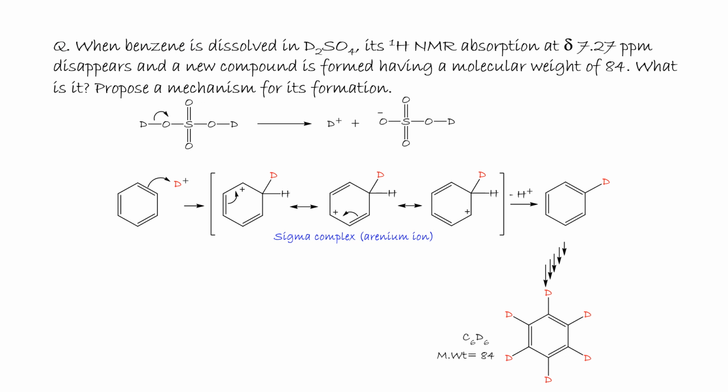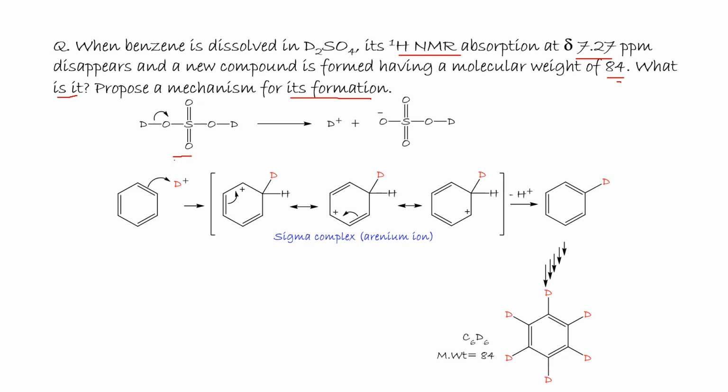When benzene is dissolved in deuterated sulfuric acid, its proton NMR peak at 7.27 parts per million disappears, and a new compound is formed having molecular weight of 84. What is it? Propose a mechanism of its formation.